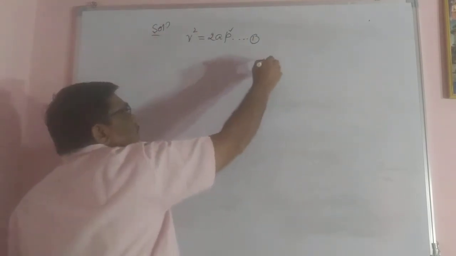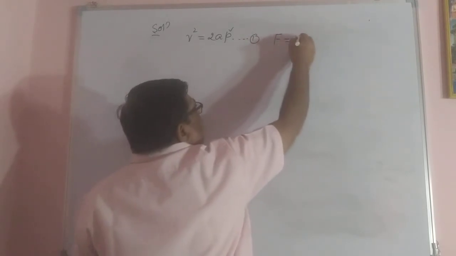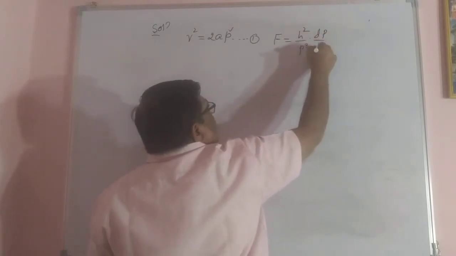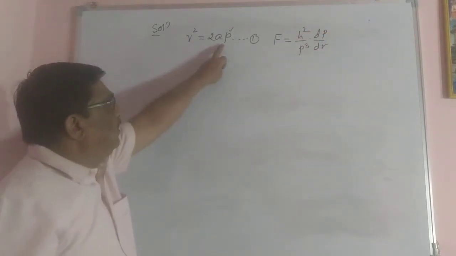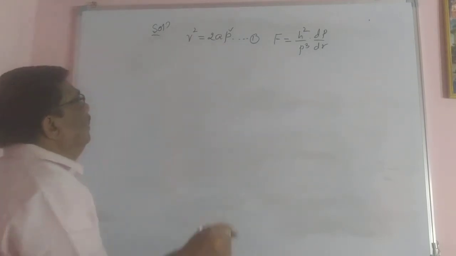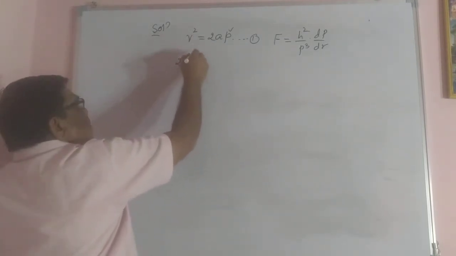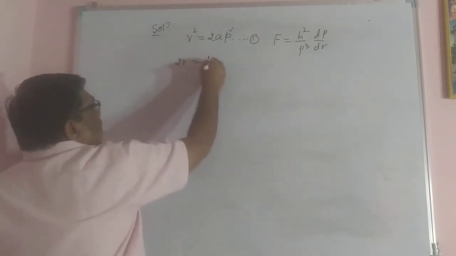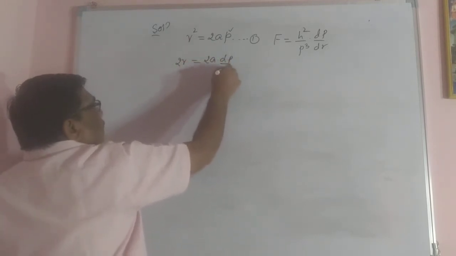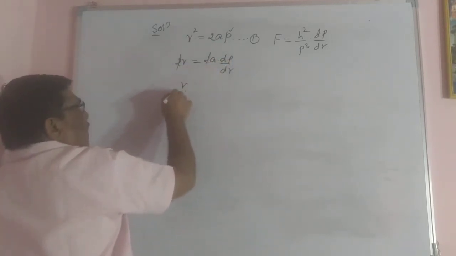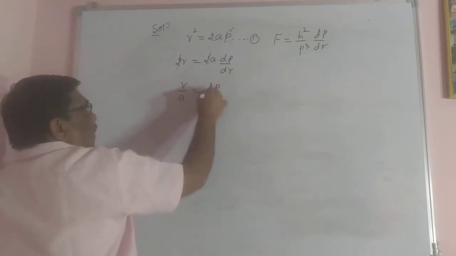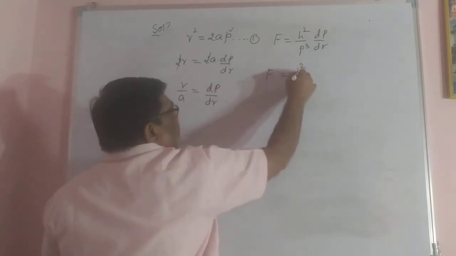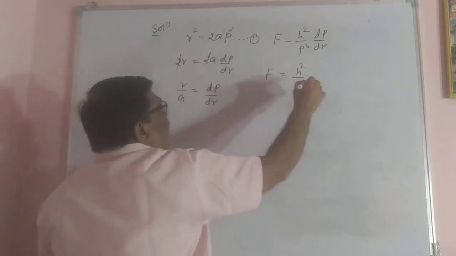Here p is given, therefore you have to apply the formula F equal to h square by p cube into dp divided by dr. So what is your job? Find out the differentiation of p with respect to r. Differentiating r square equal to 2ap with respect to r, we get 2r equal to 2a, a constant, into dp divided by dr. Both sides 2 cancels. r divided by a equal to dp divided by dr. Therefore the force becomes h square divided by p cube into r divided by a.